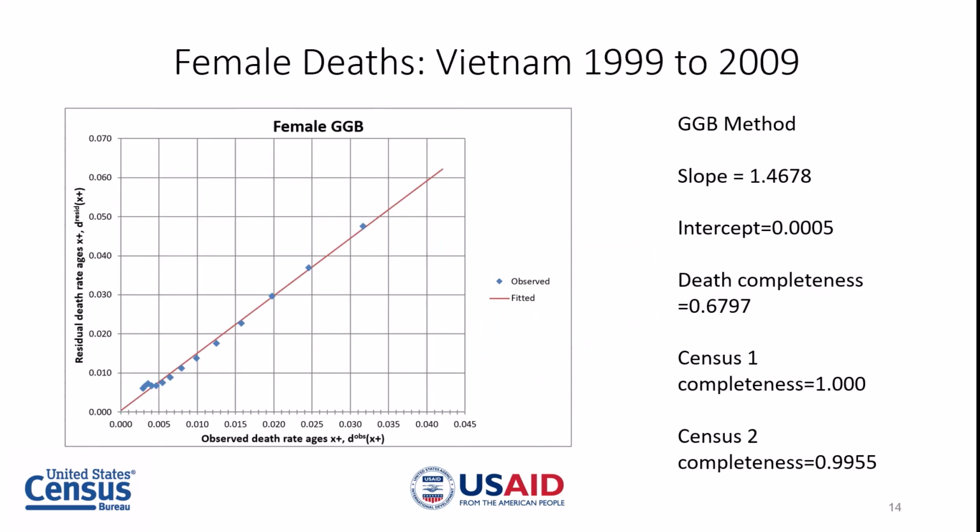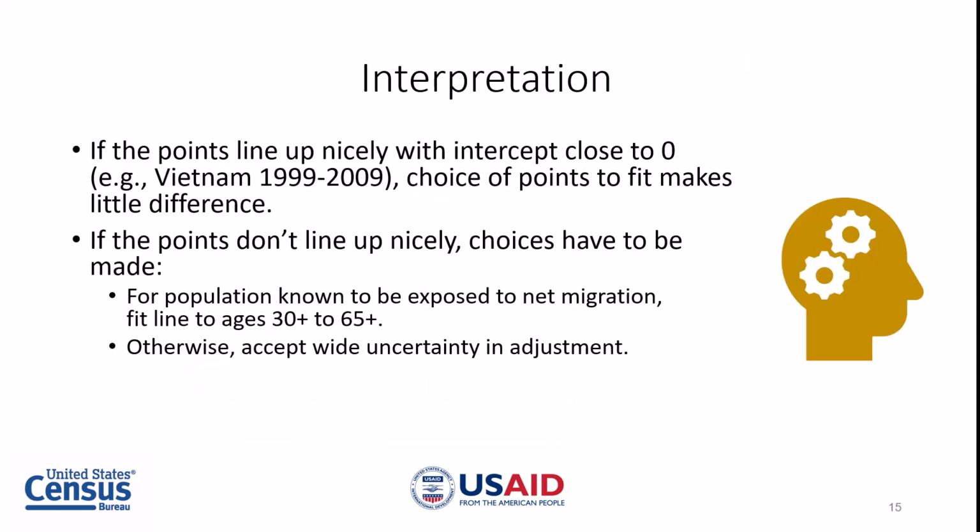Hill and others applied this method to a number of countries. Here we show their example using data from the 1999 and 2009 censuses of Vietnam. We can see that the fit of the data is very good. All points are aligned closely to the fitted line. The results indicate that the completeness of death records is 68%, and the completeness of the second census in relation to the first census is 99.55%.